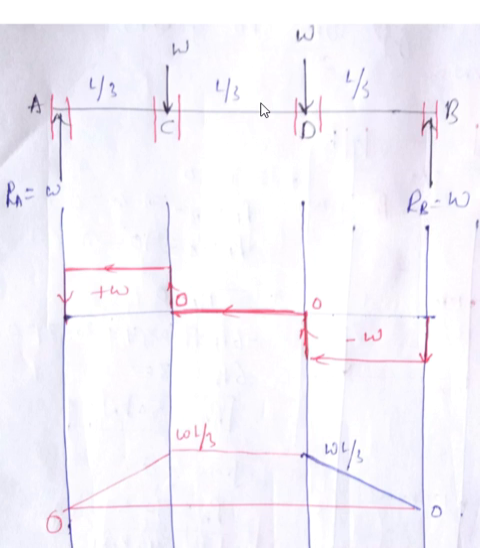And this beam is subjected to a point load W at a distance of L by 3 from A, and again W at a distance of L by 3 from B. If you look at this carefully, it is again a symmetrical loading about the center. To the right side there is a load W and a reaction Rb, and from the center there is a load W at the same distance, and a reaction Ra at the same distance as Rb. So this is a symmetrical loading.